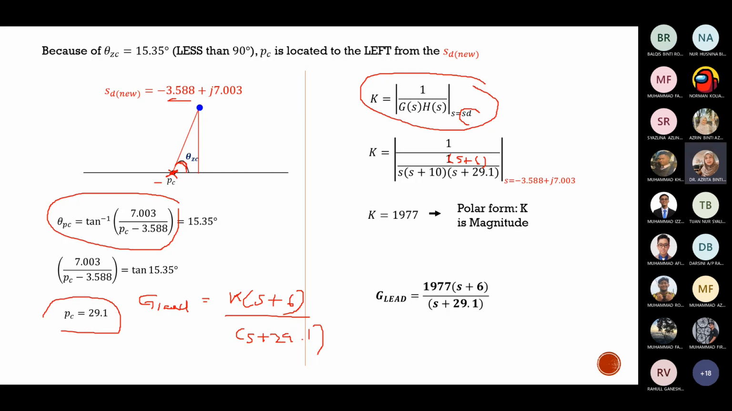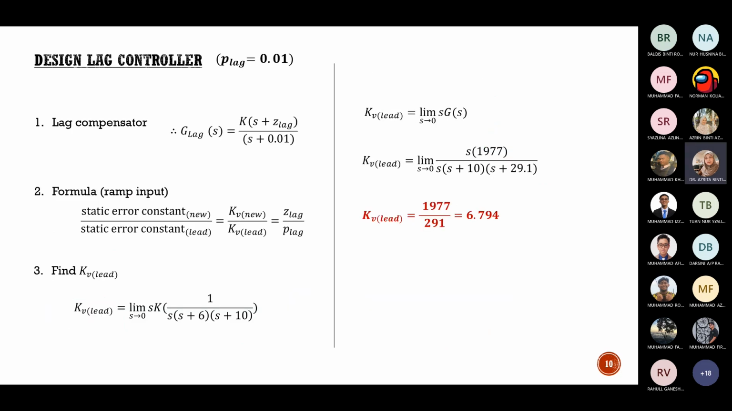But from the system, we also have S plus 10, and also S plus 6. So we can cancel S plus 6 for 0 and pole. So the equation will become like this. Okay. So after that, we can evaluate the value of gain K. And lastly, we already designed the lead compensator. Okay. So next, we design the lag compensator.